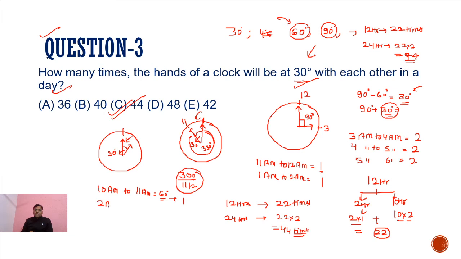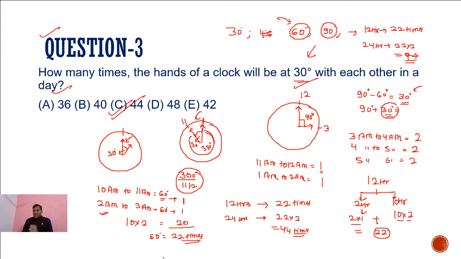Similarly, 2 a.m. to 3 a.m.: at 2 a.m., the angle is already at 60 degree. So again, the angle of 60 degree will be made once. And for the rest of the 10 hours, this angle of 60 degree will be made twice. So the total number of times an angle of 60 degree has been made is 22 times, right?